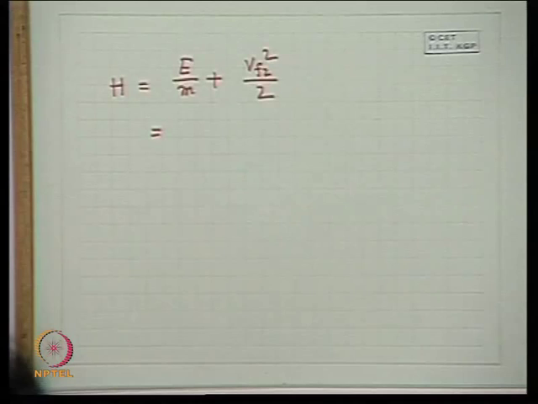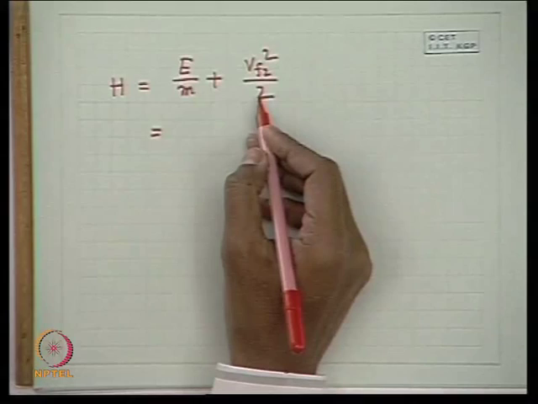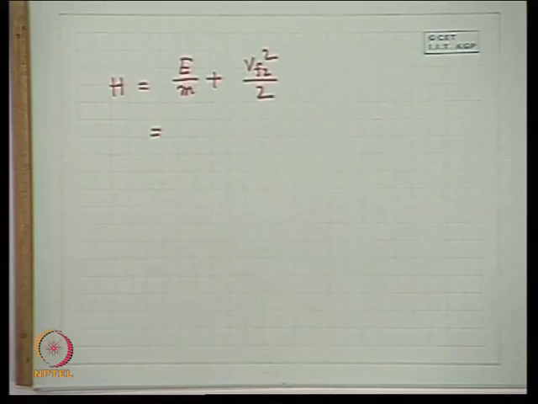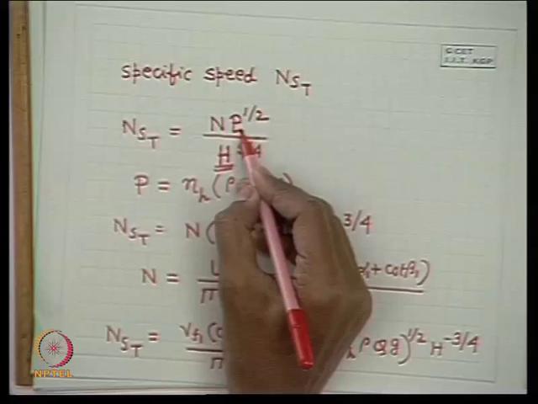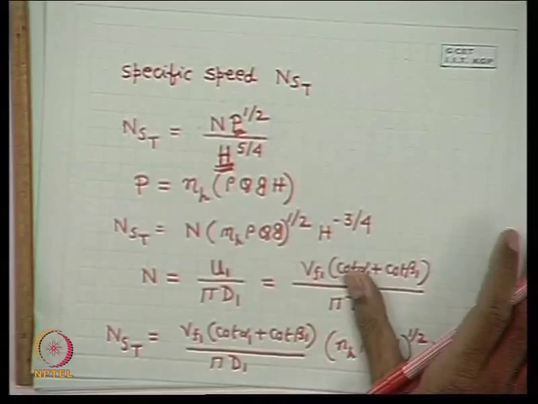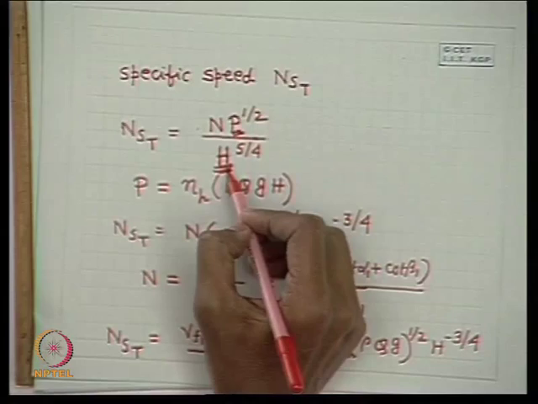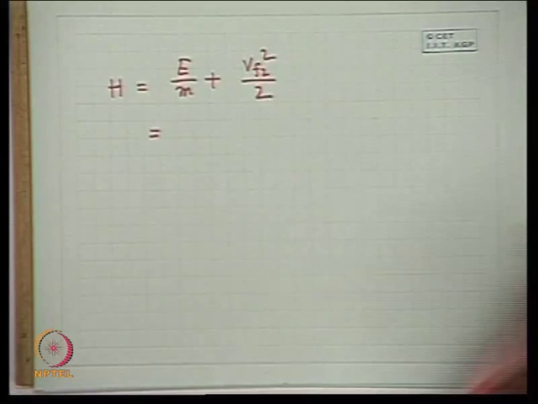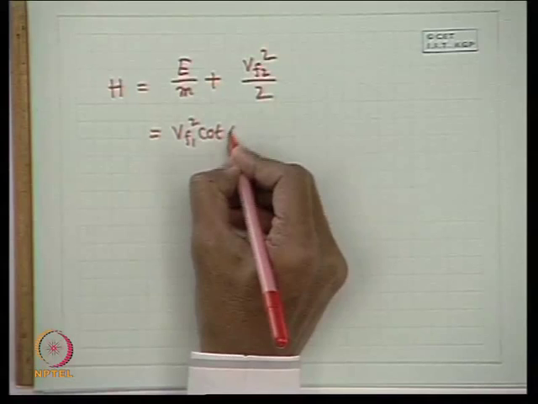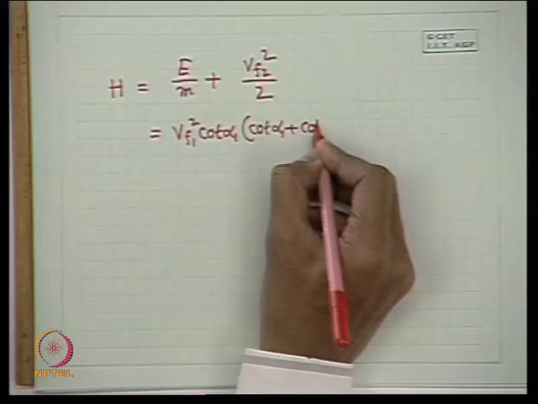What is E by M we derived earlier? This is the head available, in this definition the available head, N P to the power half h to the power 5 by 4. These are all input parameters, or you can say the operating conditions that are to be specified for a turbine. This is the power developed, this is the head available. Please tell me the value of E by M which we derived earlier. E by M is Vf1 square cot alpha 1 plus cot beta 1. And Vf2 is Vf1, so Vf1 square by 2.